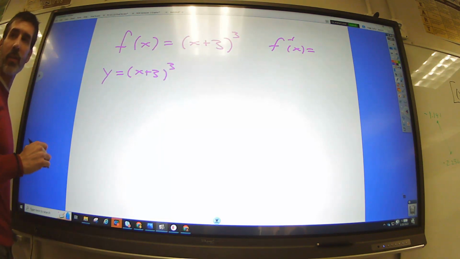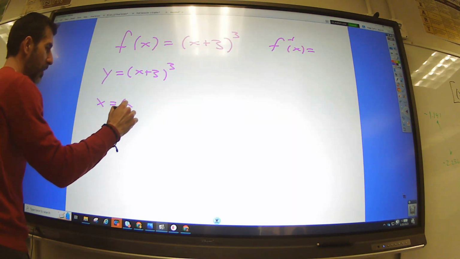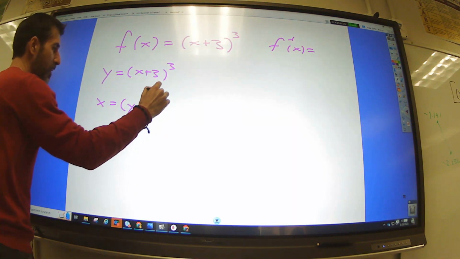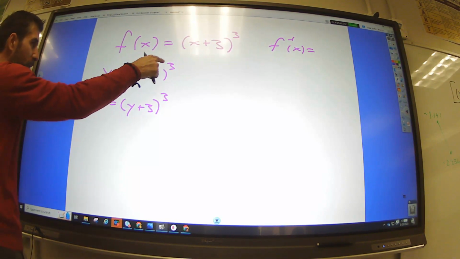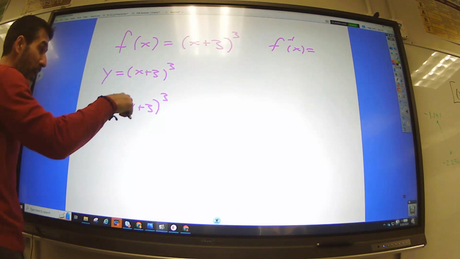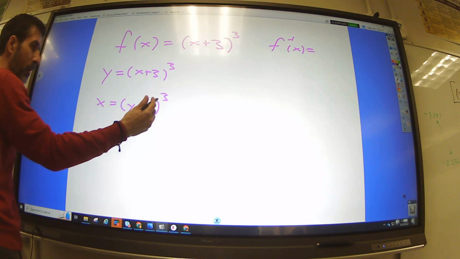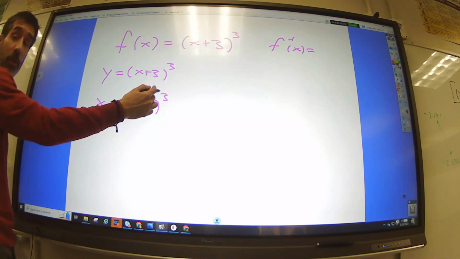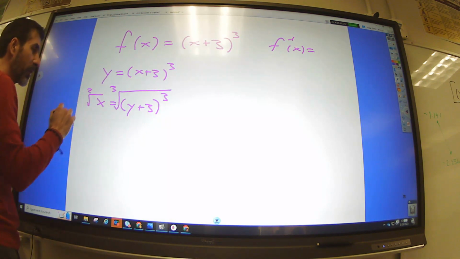And then let's switch the x and the y. This allows us to inverse everything by solving for y. It helps us keep everything in order and do the opposites. Here we add 3 first, then we cube, so we'll probably have to take the cube root and then subtract 3. Who's the loser of the party? The cube. So to get rid of it, I cube root both sides.